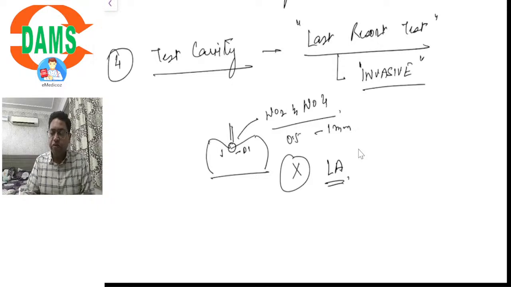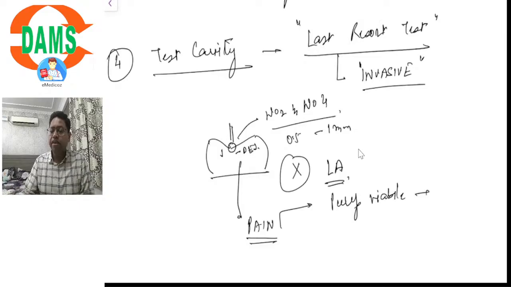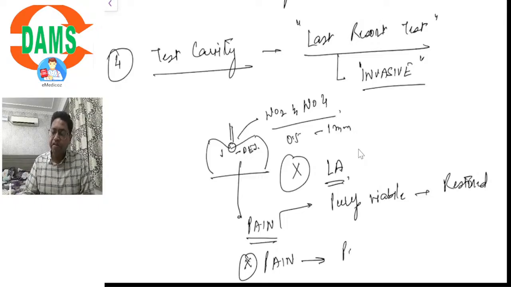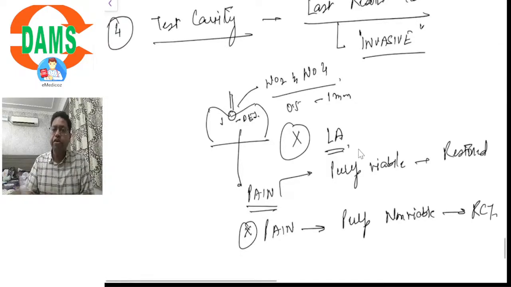As we reach the dentino-enamel junction or slightly below it, if the patient feels pain, means there are viable nerve fibers, the pulp is considered to be viable or vital, and the tooth is restored. If there is no pain, even when deepening the cavity of the tooth is done, then the pulp is considered to be non-viable, and we proceed for root canal treatment.